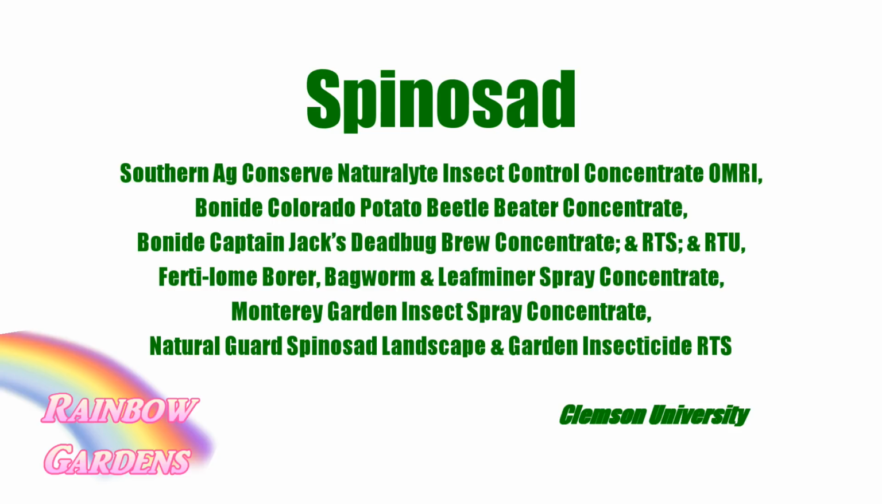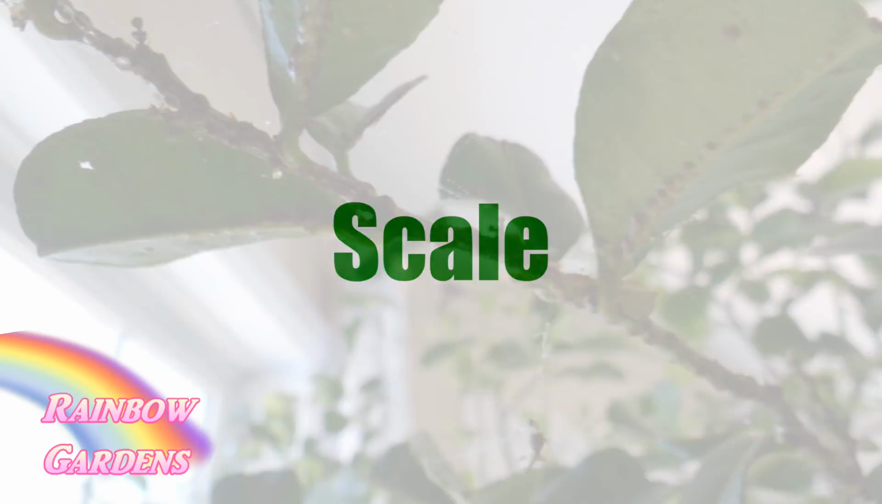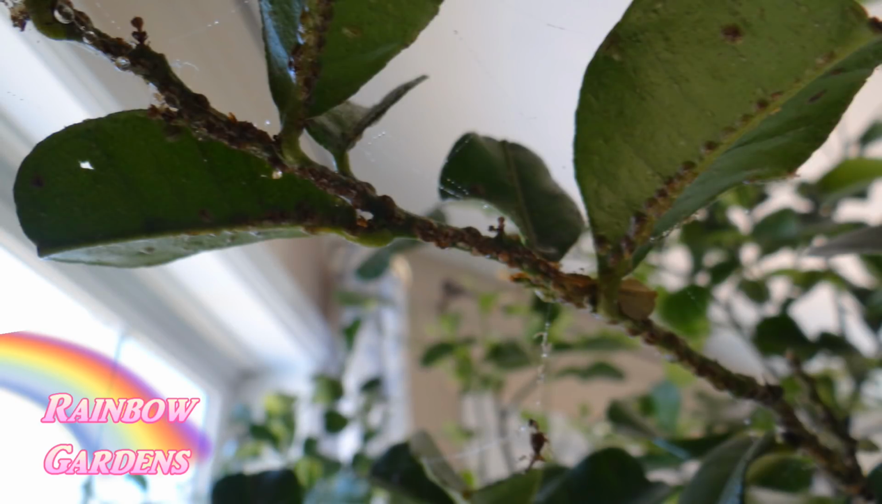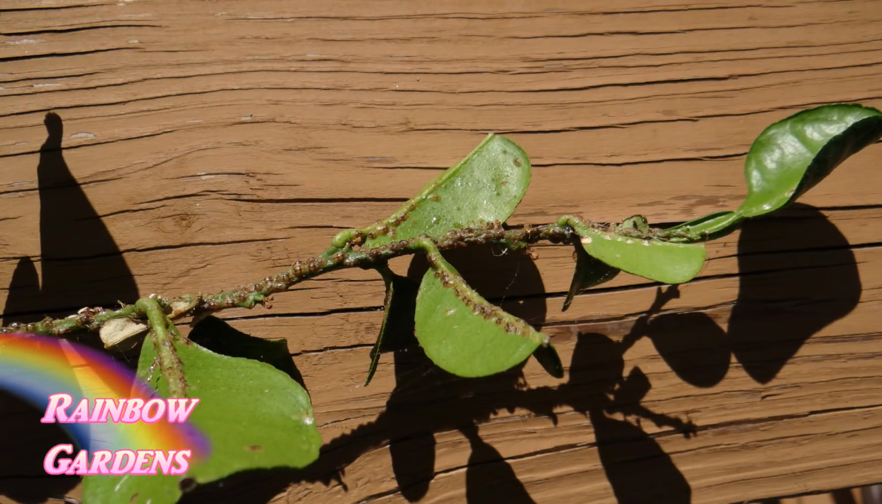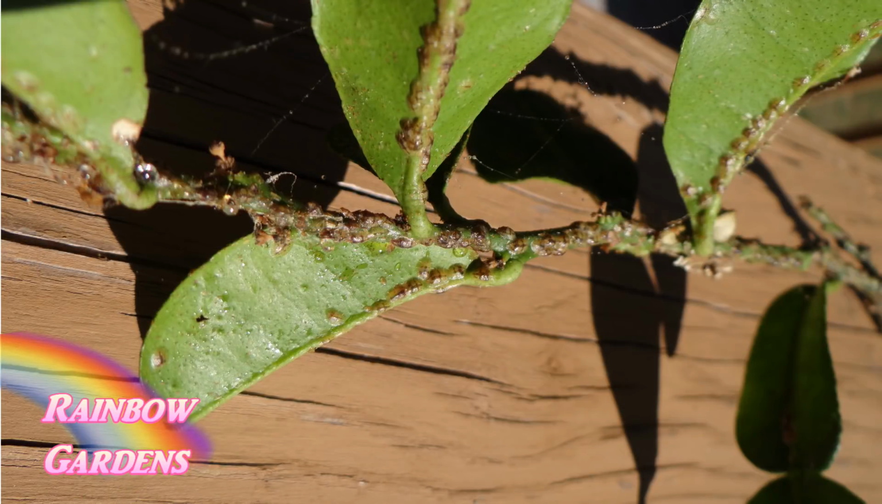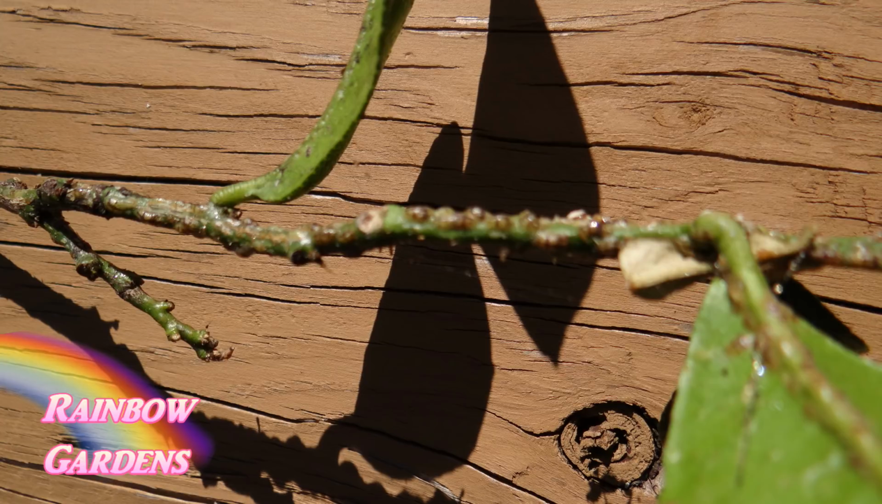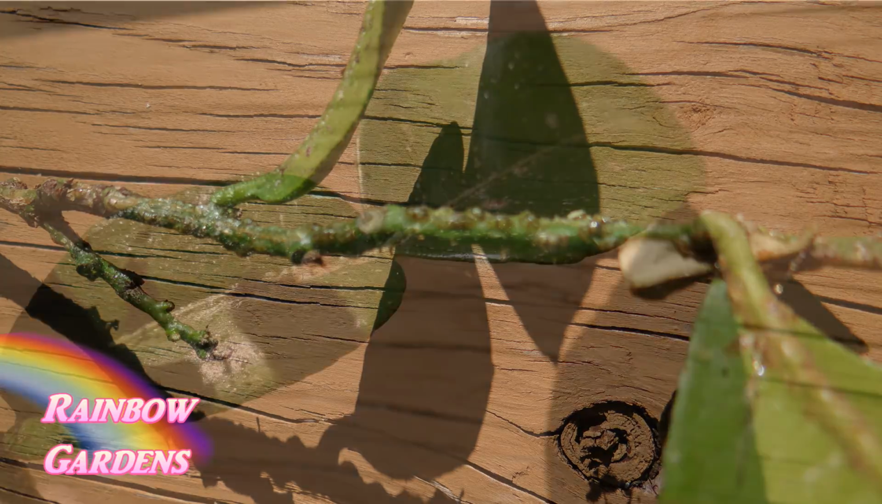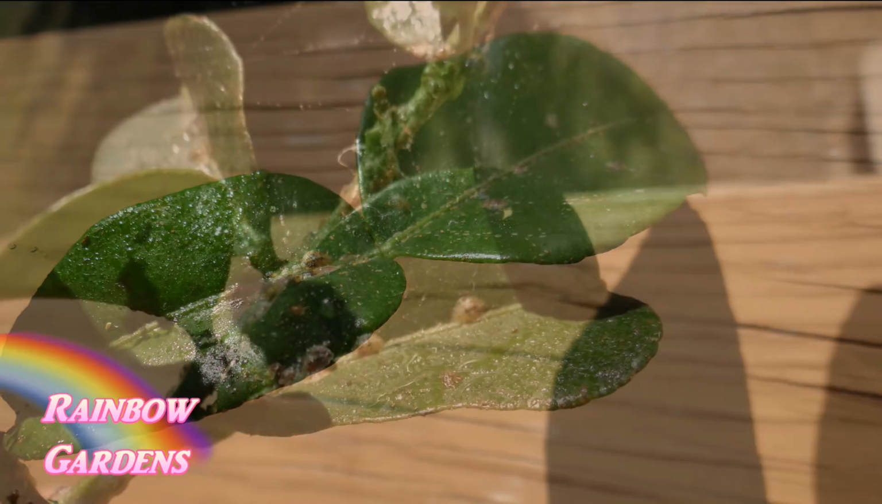Now, another problem that I've had is something called scale, and I had this on a citrus tree. And those little things are just terrible. They look like little bumps that are just stuck to your bark and your leaves of a tree or whatever plant it is that you have. Now, a way that you might notice that you have them is you may notice that ladybugs are visiting your plant, and they like to eat scale.